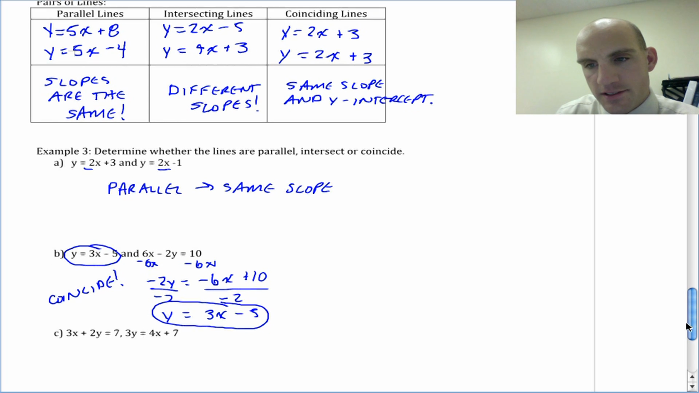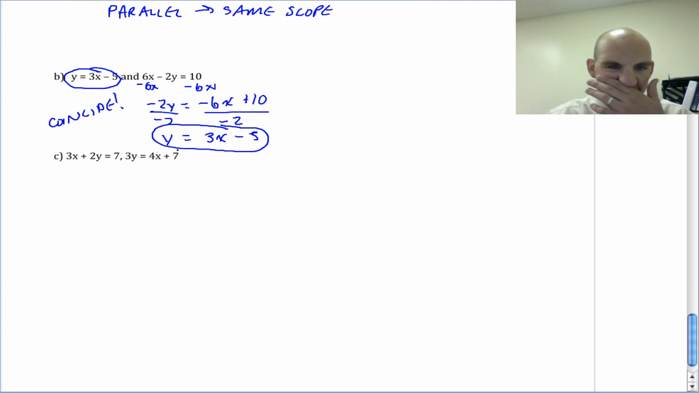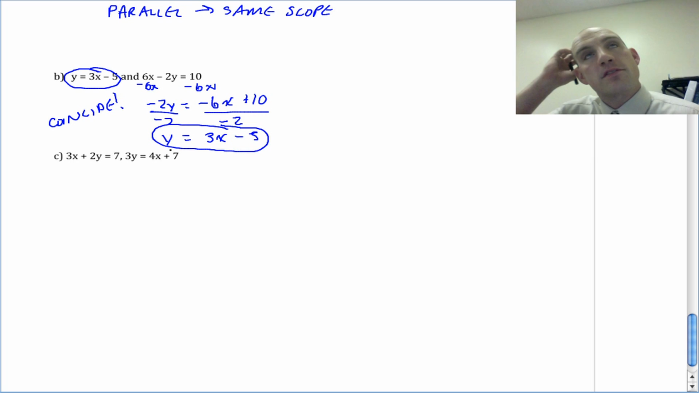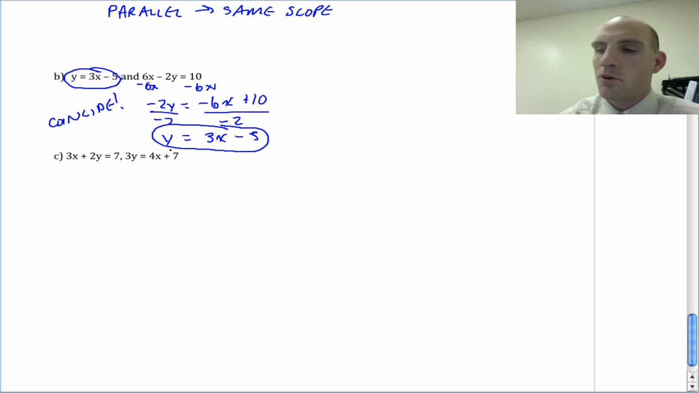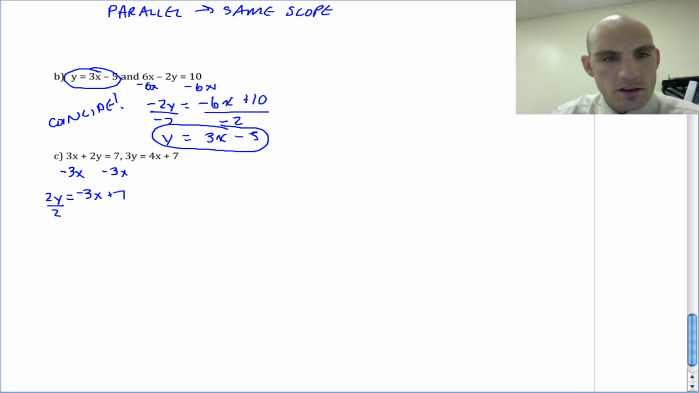Okay? Last piece here. I've got two of them, and they're both in different forms. If you want to go ahead and try this one on your own, that would be a great idea. I'm going to go ahead and roll right through it. I'm going to solve for slope-intercept form. See if you can too. Okay? Subtract 3x. Subtract 3x. So 2y equals negative 3x plus 7. Divide by 2. Divide by 2. I'm not scared of the fractions here, guys. Okay? I'm feeling really good about it.